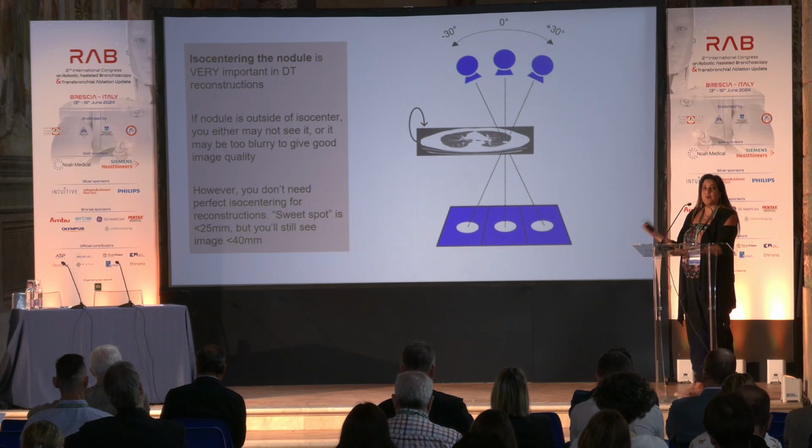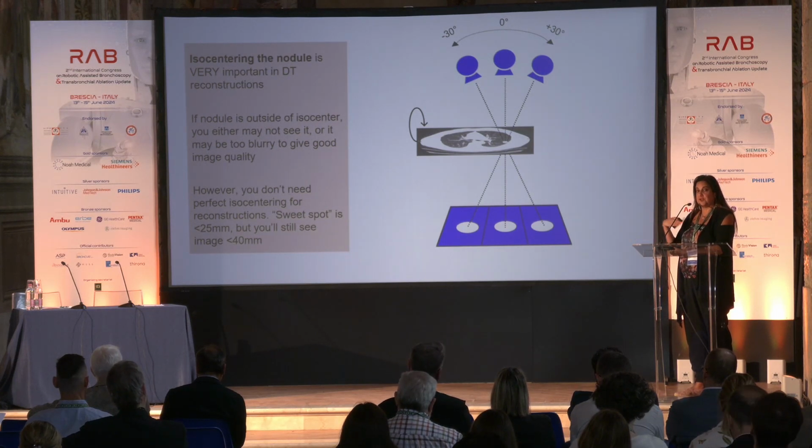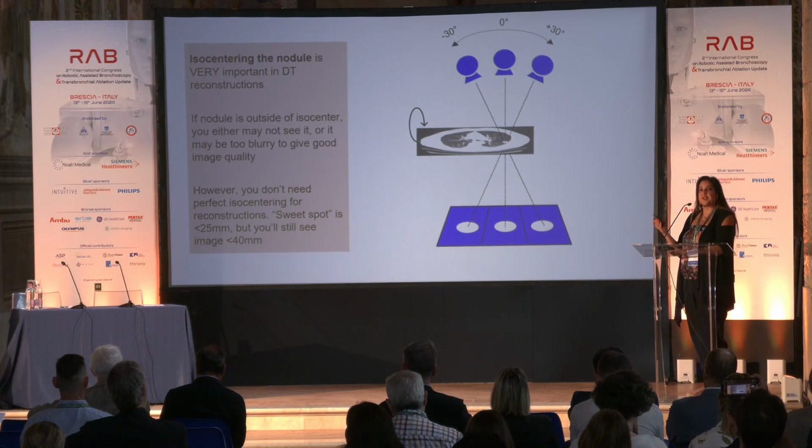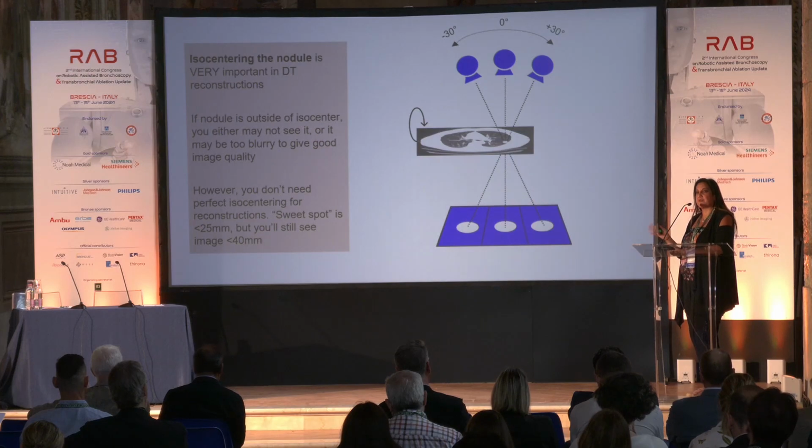So when you are going out with your robotic scope or your scope, as you start to look at your imaging or doing your tool and lesion spins, when you're about 20 to 30 millimeters away from the nodule.